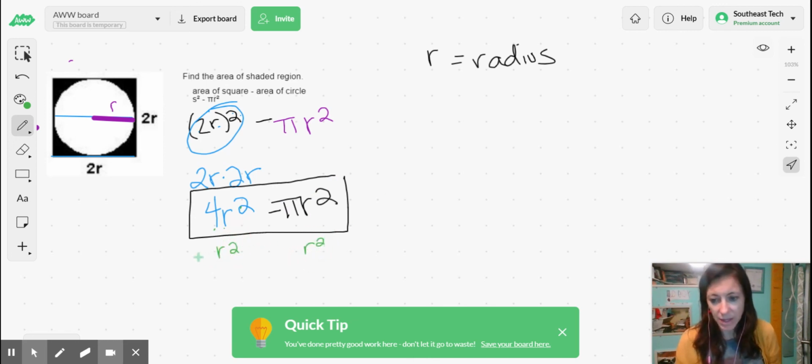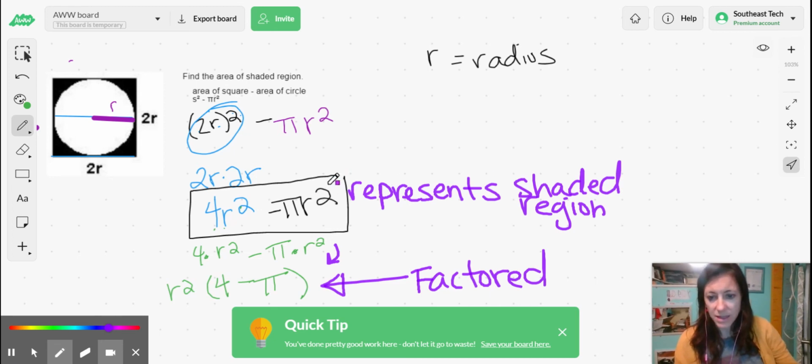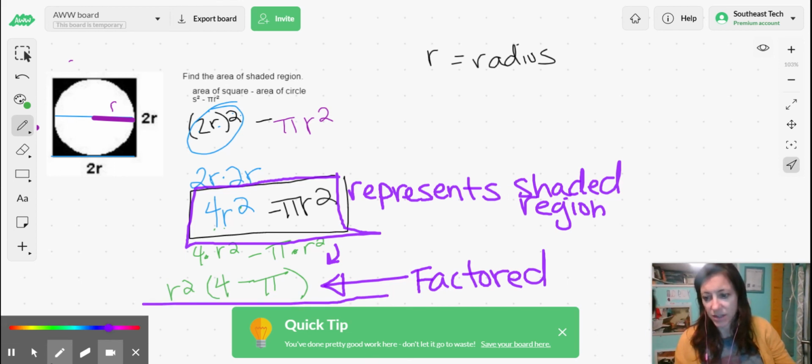So you could think of this as being 4 times r squared minus pi times r squared. So I'm going to factor out that r squared, and I'm left with 4 minus pi. And that is as factored as it's going to get. This could be an approximation, but usually we just kind of leave pi as it is. So again, this represents the shaded region, and this is going to represent the factored part.